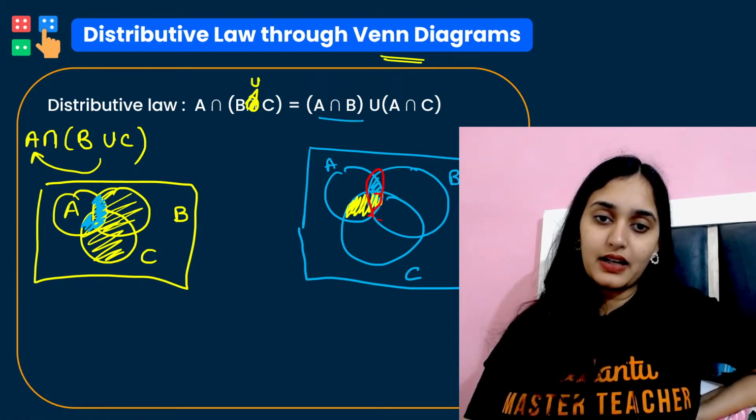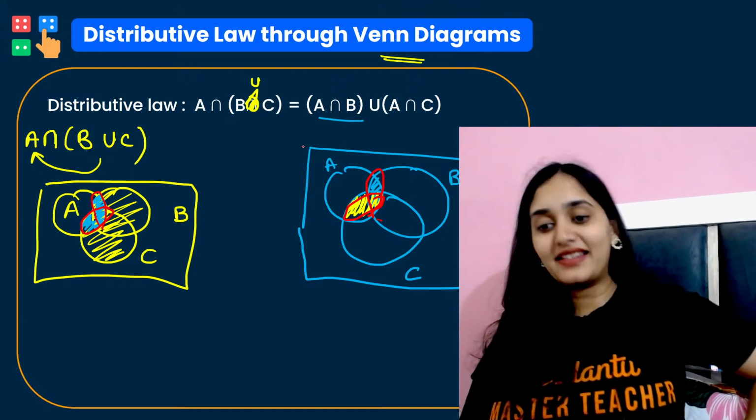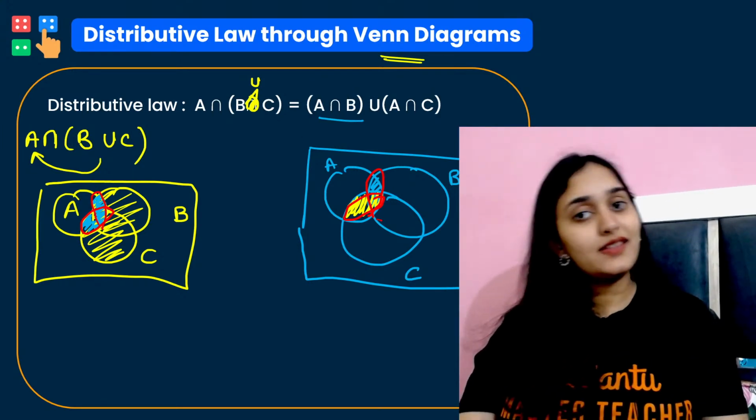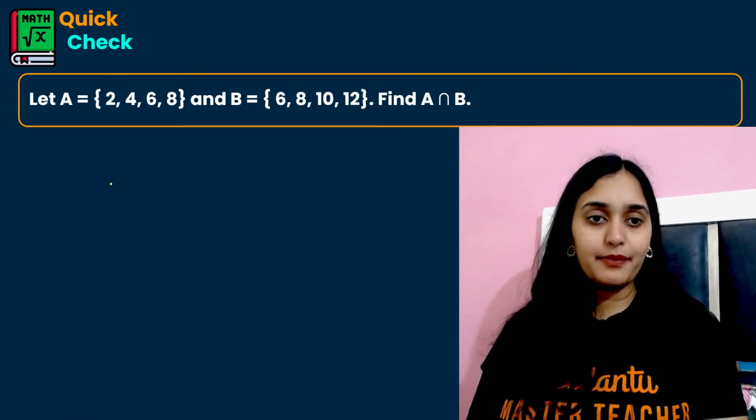This part, right? Similarly, here also you have this part. So, don't they look like same? Yes, they are looking same. So, hence we prove that distributive law is true. Okay. Now, let's do one example.